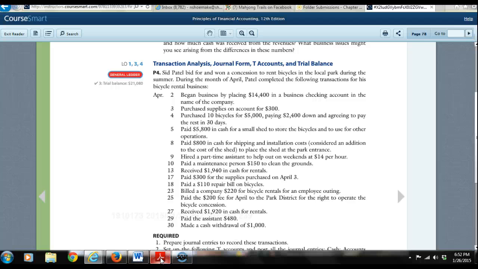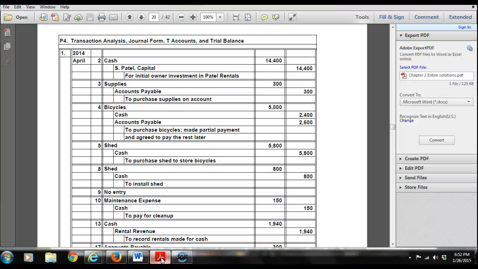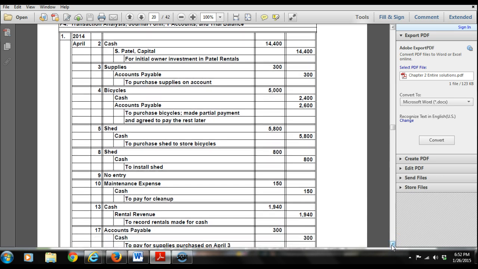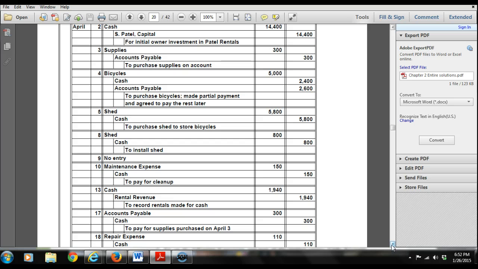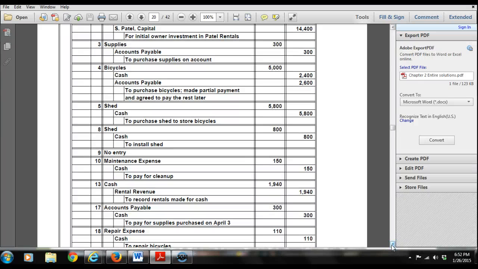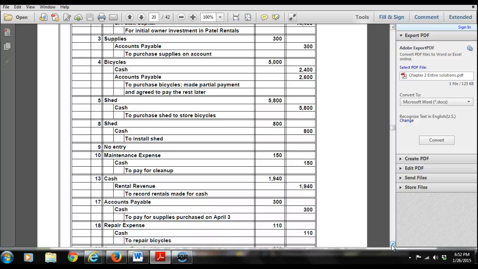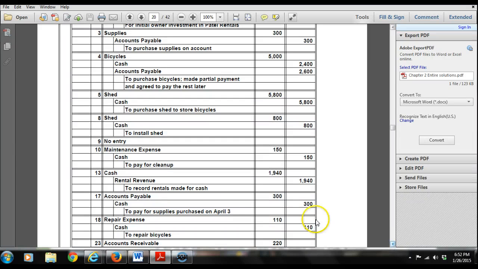Then we paid a maintenance person $150 to clean the grounds. So we will need to show that as an expense. As you can see on April 10th, we have debited our maintenance expense for $150. We've credited cash for $150. Maintenance expense is an expense account. The normal balance is a debit balance, which means when we increase this expense, we debit it.